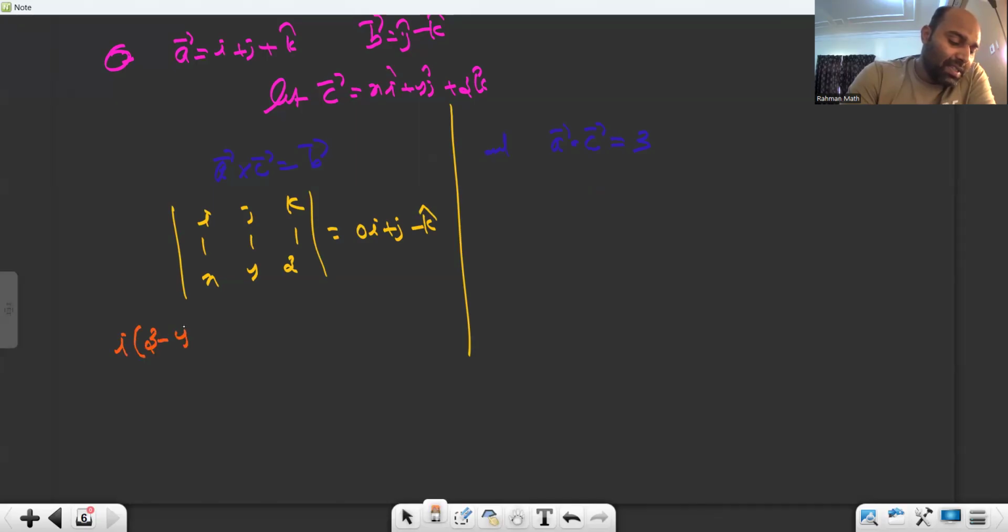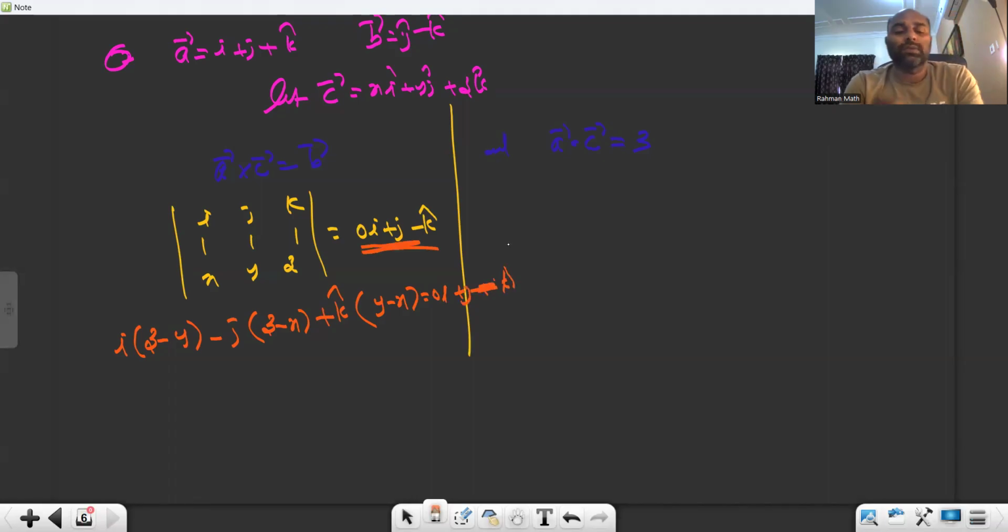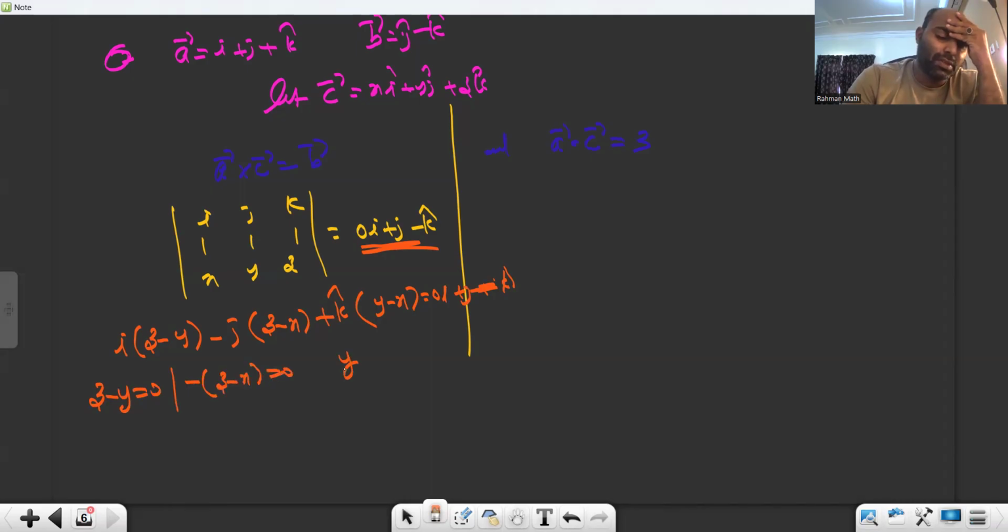i into z minus y, minus j into... many people make mistakes here... minus j into z minus x, plus k into y minus x, equals 0i plus j minus k. The right side things I wrote. By equating, what will we get? z minus y equals 0. Minus of z minus x equals 1. Sorry, not 0, equal to 1; everything is not equal to 0. Next, y minus x also equals 1.